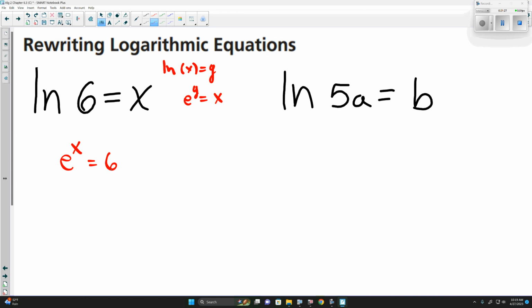Questions on this first one here? Let's look at the next one. ln of 5a, this is all contained inside the parentheses, it's all together, is equal to b. How would we rewrite this? e to the b is equal to 5a. And that's it.